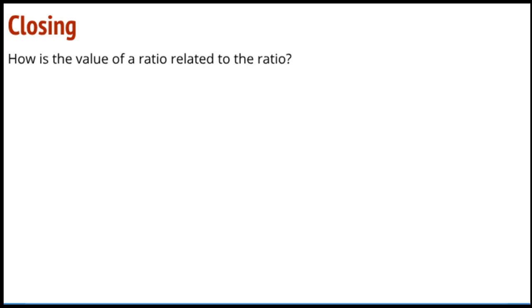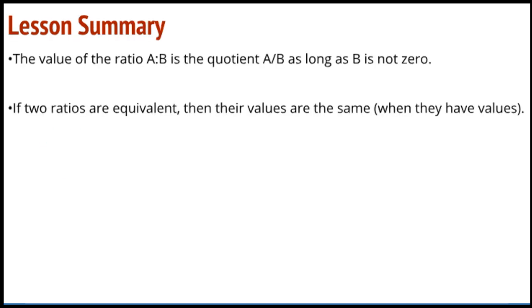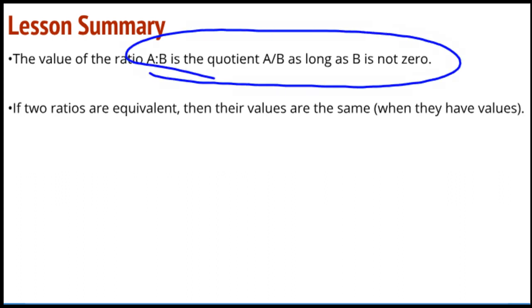All right, so how is the value of a ratio related to the ratio? Well, the value of the ratio A to B is the quotient of A divided by B. So the value is when we actually say, okay, here's what it's worth, and to find out what it's worth, we actually do some division. And so far, what we've done is written them as fractions. If two ratios are equivalent, then their values will be the same when they have a value, which all the ratios we're looking at right now do have a value associated with them.